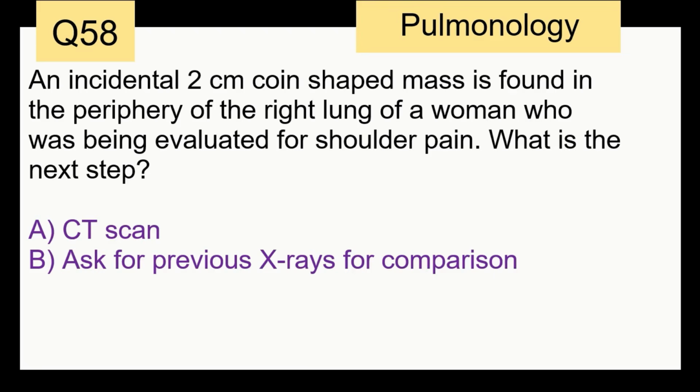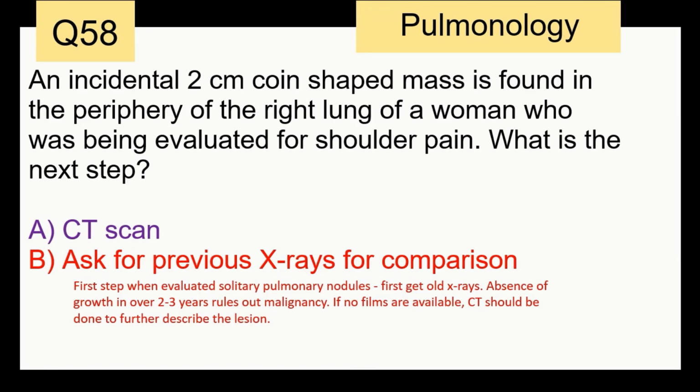then give a diuretic to get rid of all the extra fluid. 58, an incidental 2-centimeter coin mass is found in the periphery of the right lung of a woman who is being evaluated for shoulder pain. What's the next step? Here we want to ask for previous x-rays for comparison. That's always the first step. If no films are available, the CT should be done to further describe the lesion.